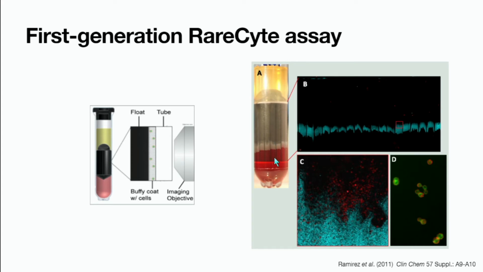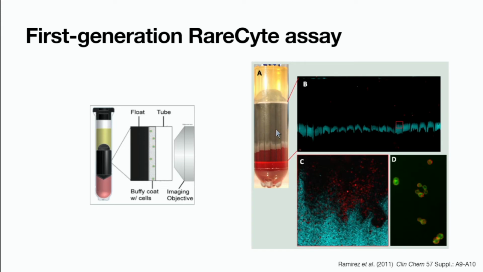So this is what it looks like here. This is a tube of blood. You can see the red cells are here at the bottom, the plasma's up at the top. This is a layer of platelets up here. And along the wall of this float is essentially a buffy coat. So this is basically creating a very thin buffy coat layer.